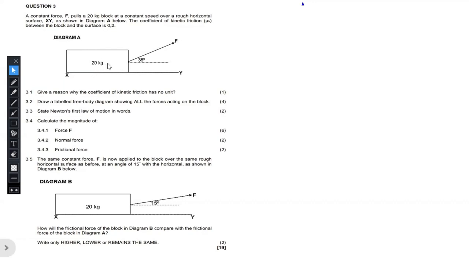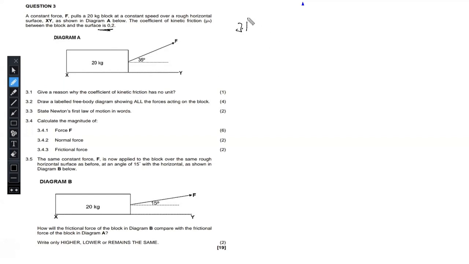Okay, so we have question 3 on Newton's second law. It says a constant force F pulls a 20 kg block at a constant speed over a rough horizontal surface XY as shown in the diagram A below. The coefficient of kinetic friction between the block and the surface is 0.2. So note that. And then 3.1 says give a reason why the coefficient of kinetic friction has no units.